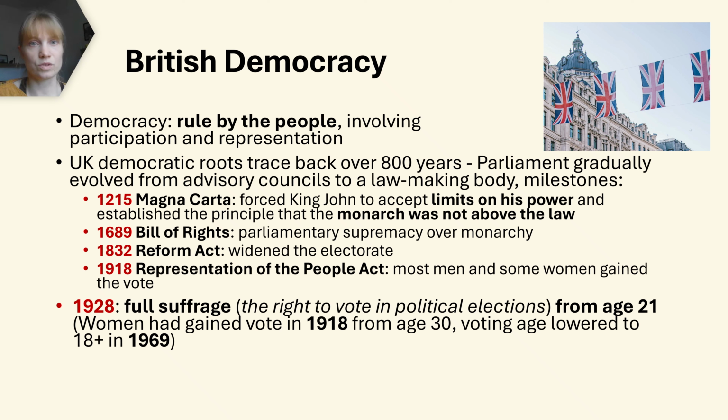In the 1800s and early 1900s, a series of acts gradually gave more people the right to vote. At first, voting was reserved for wealthy men. It wasn't until 1918 that most men and some women could vote, and 1928 when all adults could vote. Today, Britain is a liberal democracy. This means people can vote in free elections, laws are applied equally, and individual rights are protected.